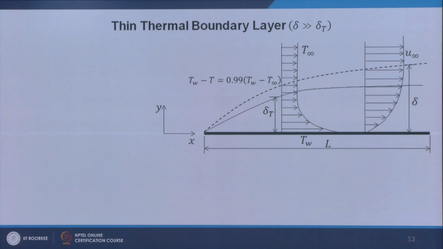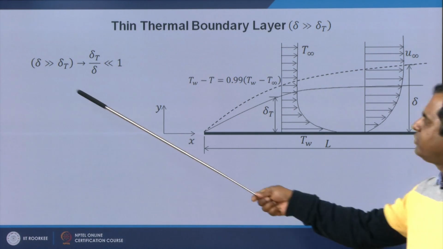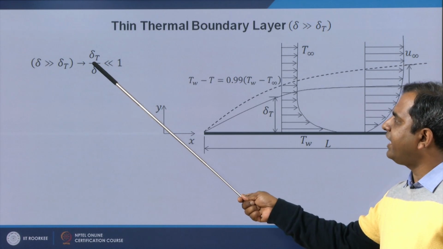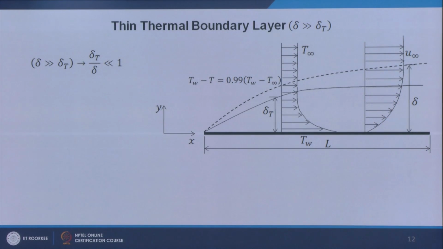Now let us see the other limit, that means a thin thermal boundary layer, where the velocity boundary layer is actually higher. Delta is higher compared to the thermal boundary layer thickness. So this is the thermal boundary layer over here, and this dotted line shows the velocity boundary layer. The corresponding temperature and velocity profiles are shown over here. Now as we have considered delta is higher than delta T, I can write delta T by delta is less than 1.